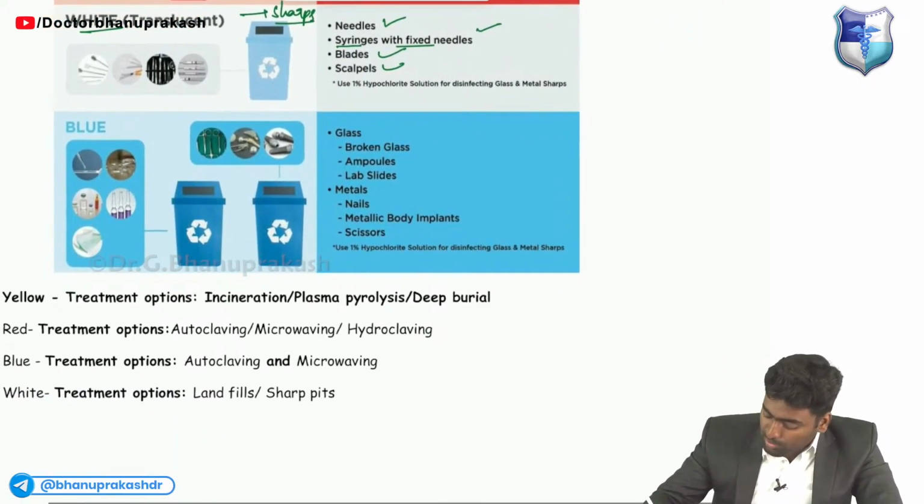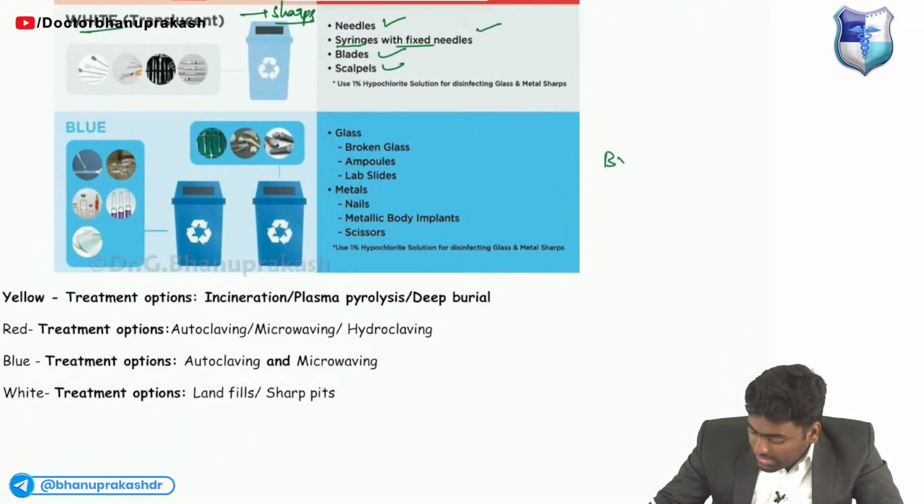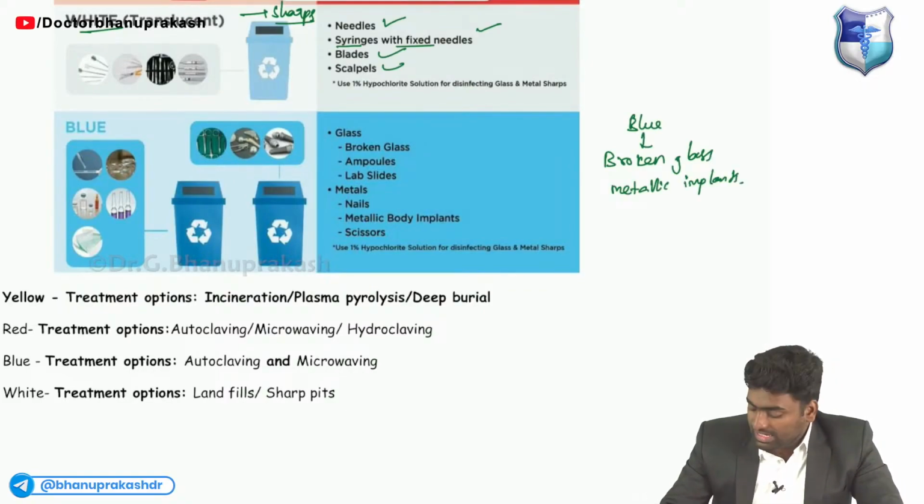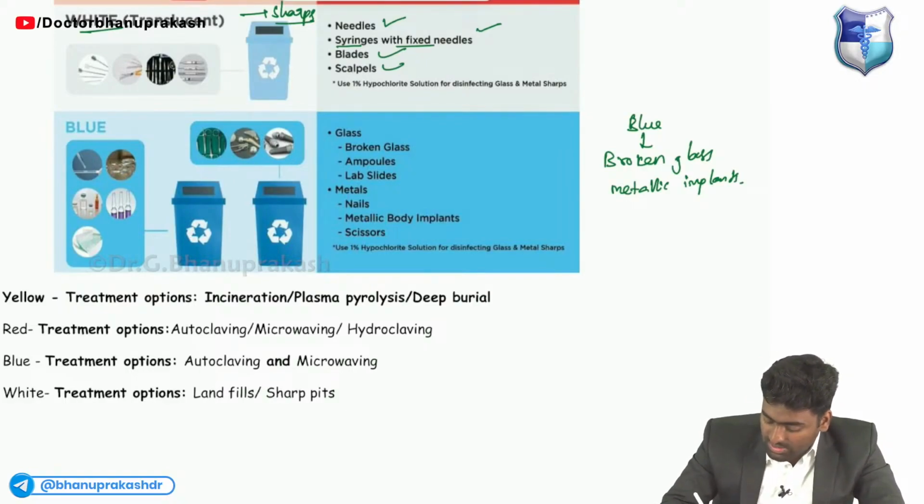Fine. And next about blue. Remember blue for broken glass. So blue should be used for glass and metallic implants. Okay, it is used for glass and metallic implants. The blue one.